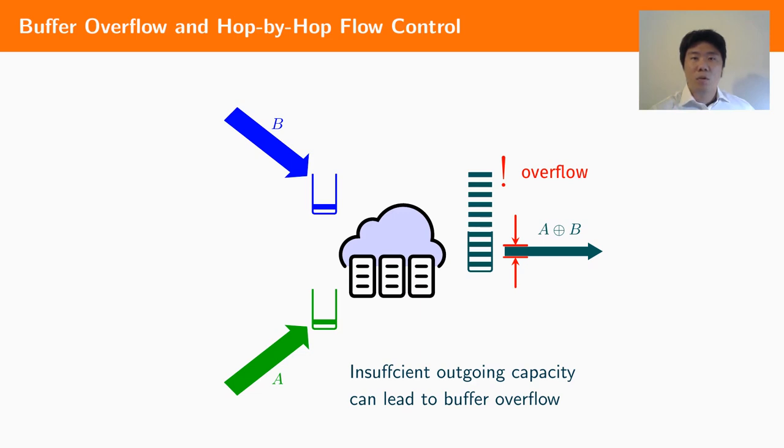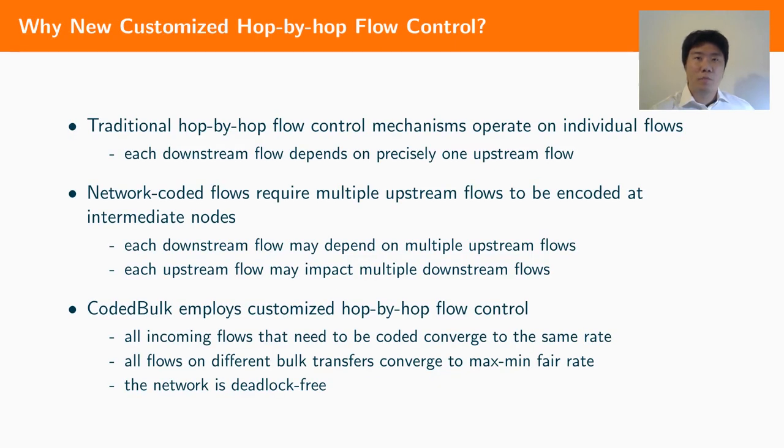We propose a new hop-by-hop flow control mechanism to do that. Why do we need a new hop-by-hop flow control? The reason is that the dependency structure is different. Traditional hop-by-hop flow control mechanisms operate on individual flows, where each downstream flow depends on only one upstream flow. However, network-coded flows require multiple upstream flows to be encoded at intermediate nodes, as each downstream flow may depend on multiple upstream flows, and each upstream flow may impact multiple downstream flows.